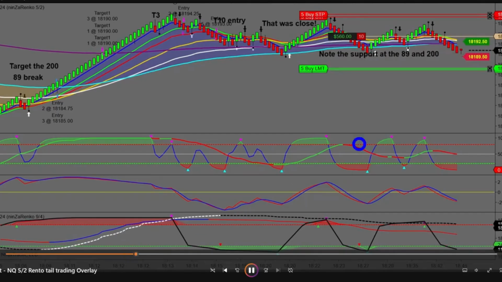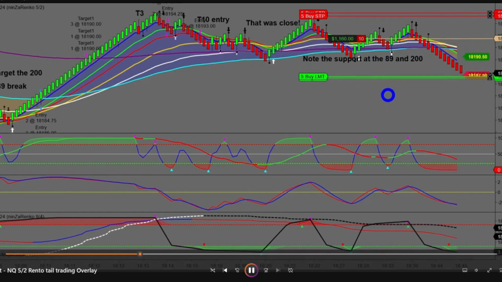I then come back down, and I typed in that, note the support at the 89 and 200. We then popped back down here, and you may have noticed I'd increased my target because I was looking at the anchor chart. I was making lower highs and lower lows, so it appeared, and I dropped a channel on the anchor chart one, and I thought, well, I'll go for it.